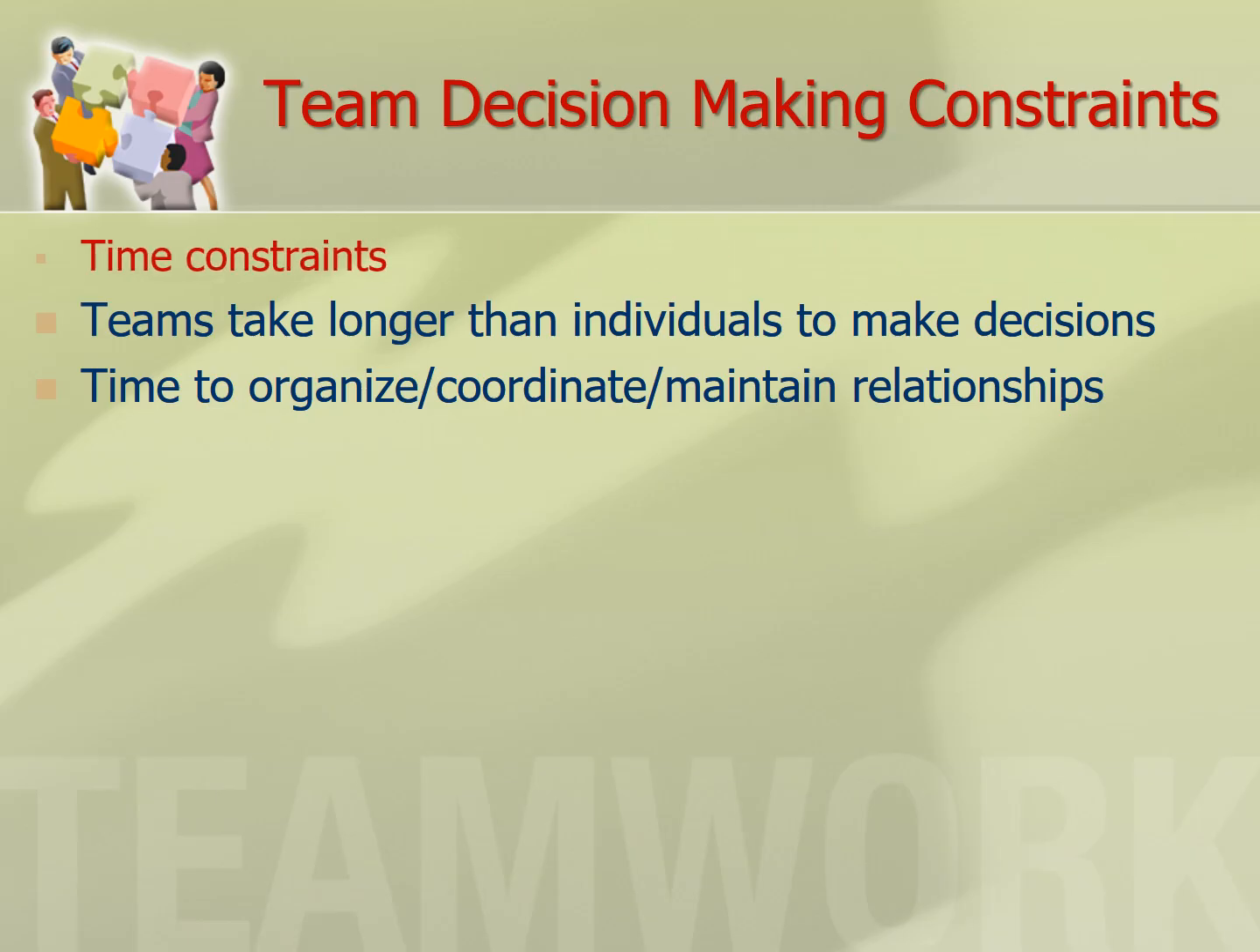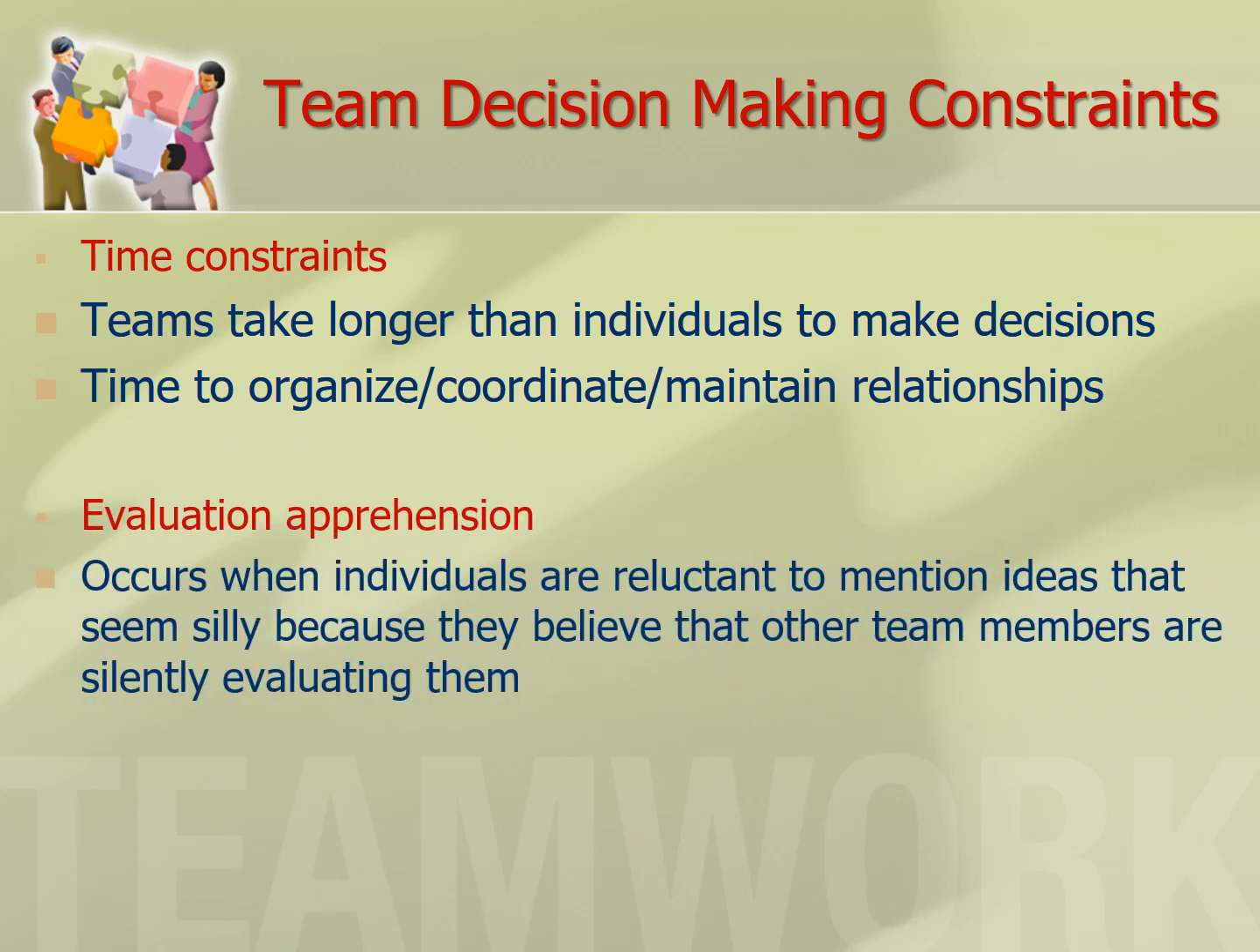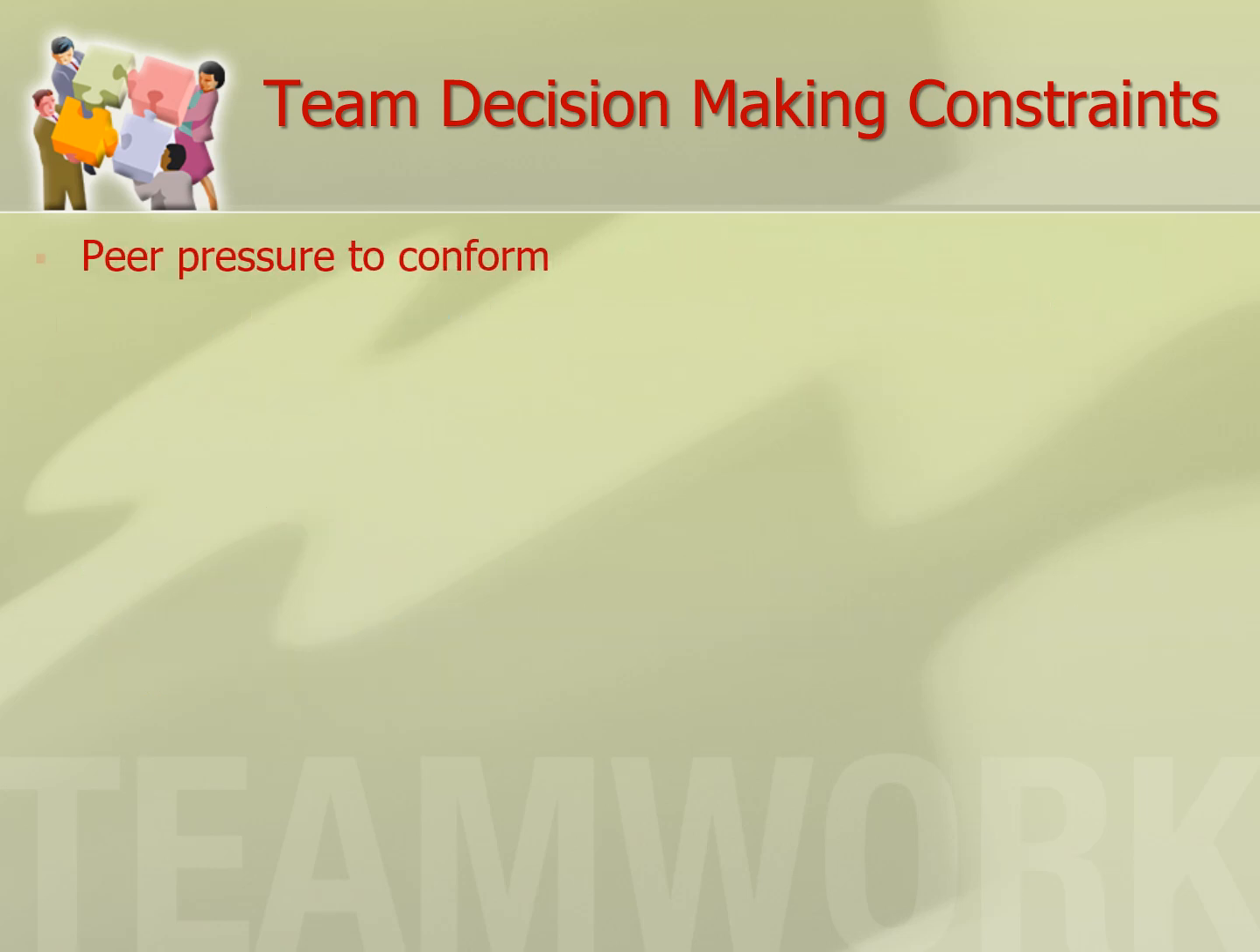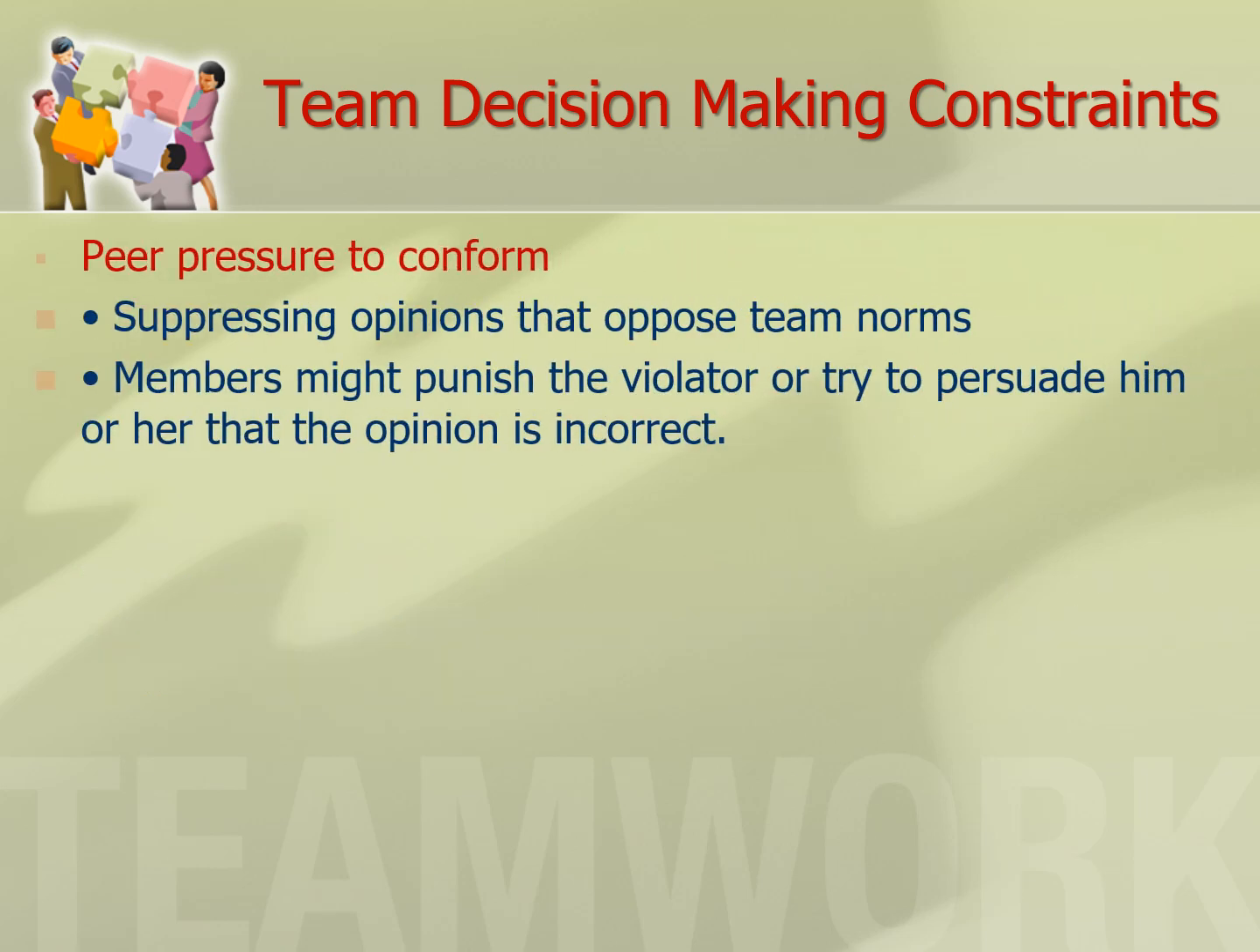Team decision-making constraints are that teams take longer than an individual to make a decision, and it takes time to organize, coordinate, and maintain relationships in the team. And evaluation apprehension occurs when individuals are reluctant to mention new ideas that to them might seem silly because they believe that the other team members are going to laugh at them or are silently evaluating them. There's peer pressure to conform, suppressing opinions that might oppose the team norms, or members might punish the violator or try to persuade him or her that the opinion they gave is incorrect.